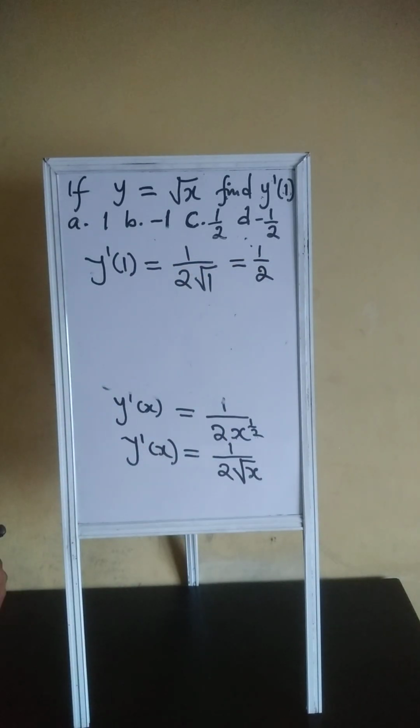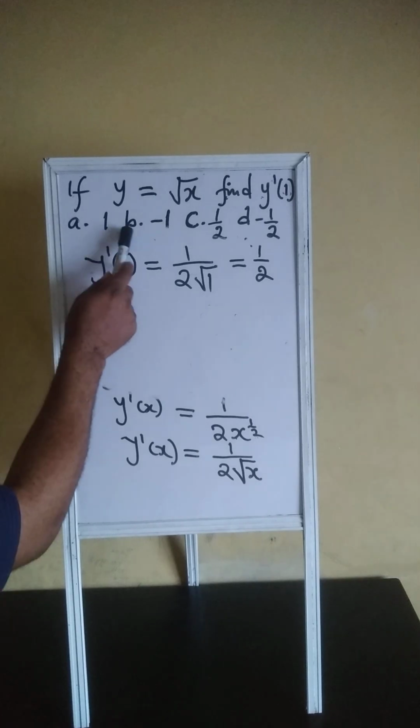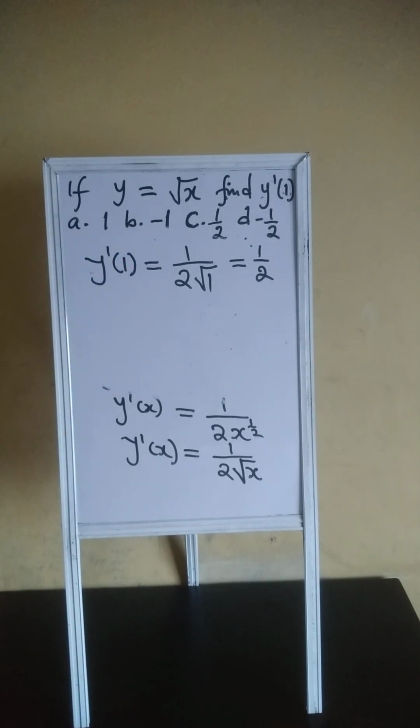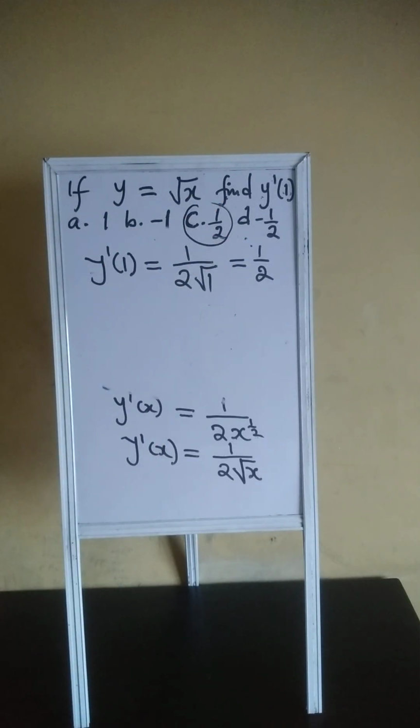Now looking at the options, do we have something like 1 over 2 in the options? Option A says 1, which is no. Option B says -1, which is no. Then option C says 1/2. So the correct answer in the options is option C. Are you with me? This is exactly how to use the normal method.